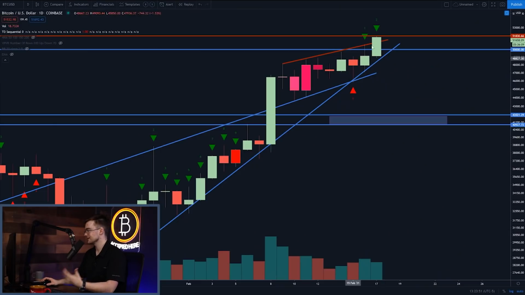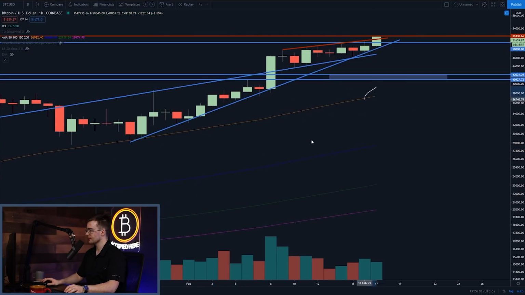Next thing we need to look at is something called the TD sequential. You notice we do not have a 9 flash up here like we had back here on the 5th of February. That's a good sign. We can move on from that. The 4 simple moving averages don't show a whole lot.